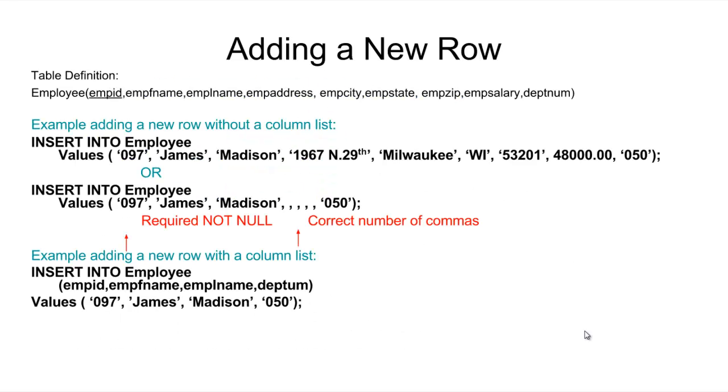Now, let's take a look at adding a new row. So we're going to add a new row. We're going to do what? Insert. We want to use an insert. And there's a table definition here that describes what's in this table. So here's an example of adding a new row without a column list. Without a column list, you would need to do what?